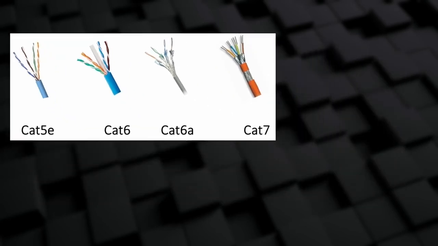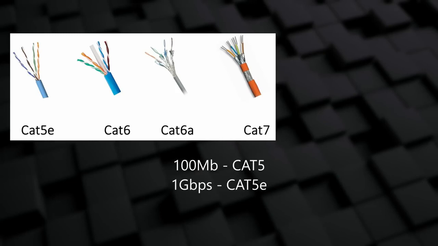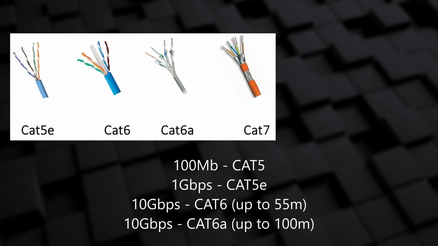Newer standards support better speeds over longer distances. For example, you can use a Cat5 cable on a 100 meg network. But if you want to run a gigabit network, you need at least Cat5e. If you want 10 gig, Cat6 is okay up to around 55 meters. But if you run Cat6a, you can have a 10 gig link that works up to 100 meters. Each newer standard is backward compatible with the older technology. For example, you can use a Cat7 cable on a 100 meg link.